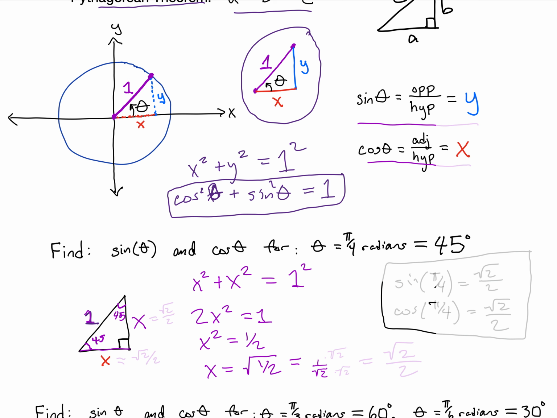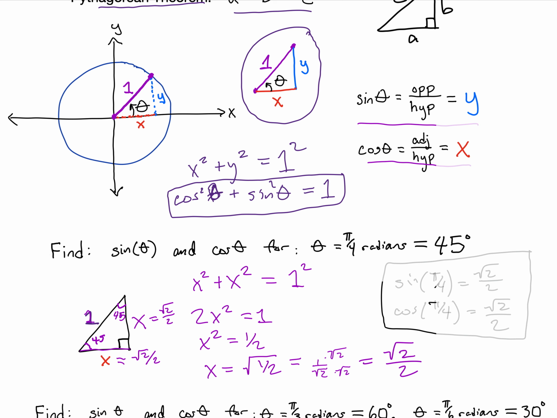Some people like to get rid of the radical on the bottom, so we can multiply by square root of 2 on the top and the bottom, and we've got square root of 2 over 2. So that is x, square root of 2 over 2, and that is also the height of the triangle because this is an isosceles triangle.